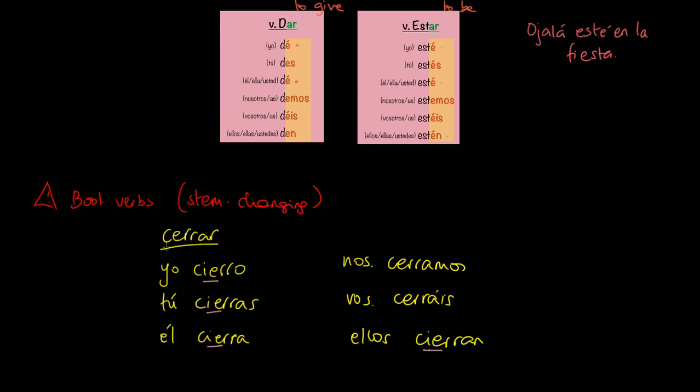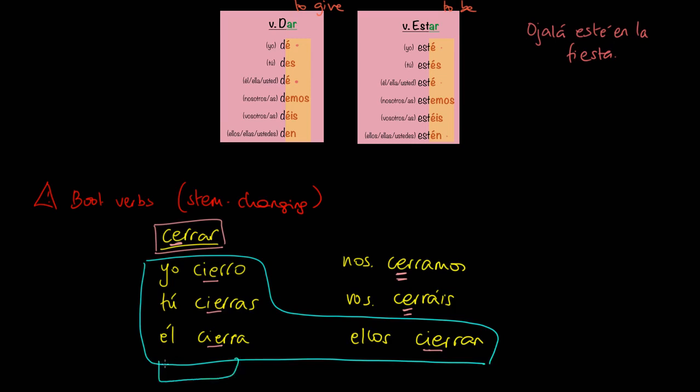We called them boot verbs because, although the infinitive is cerrar with an e, in the forms for I, you, he or she, and they, this i crops up, while in the nosotros and vosotros forms this doesn't happen. The shape this takes, when I put them like this, is the form of a boot. This is a thing that can help us remember where the irregularities happen.